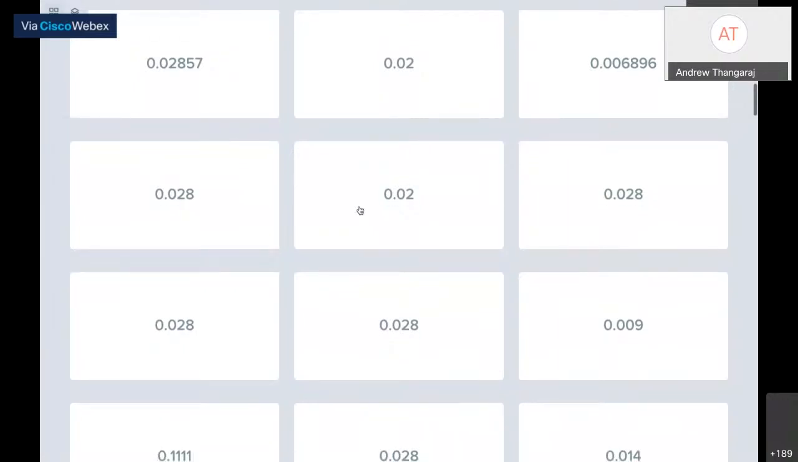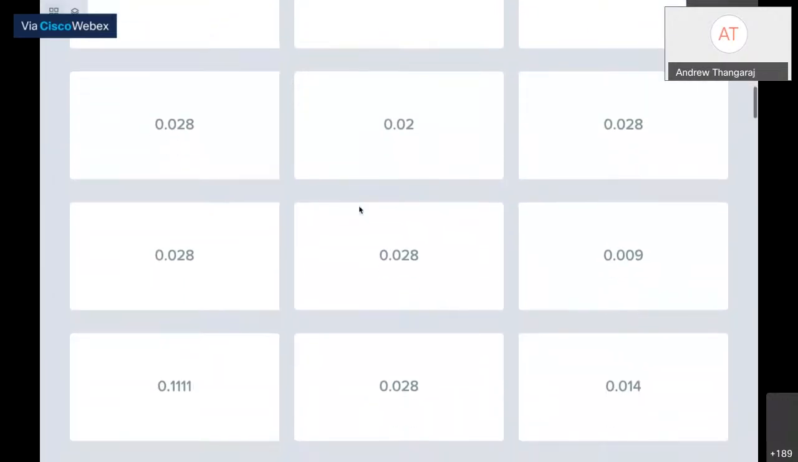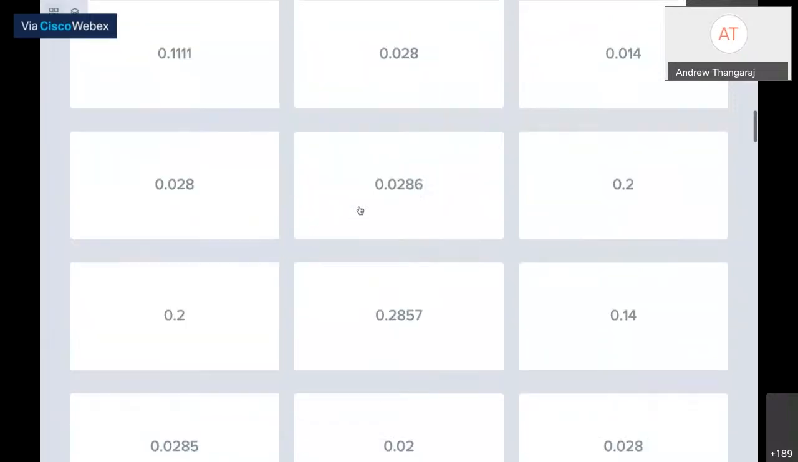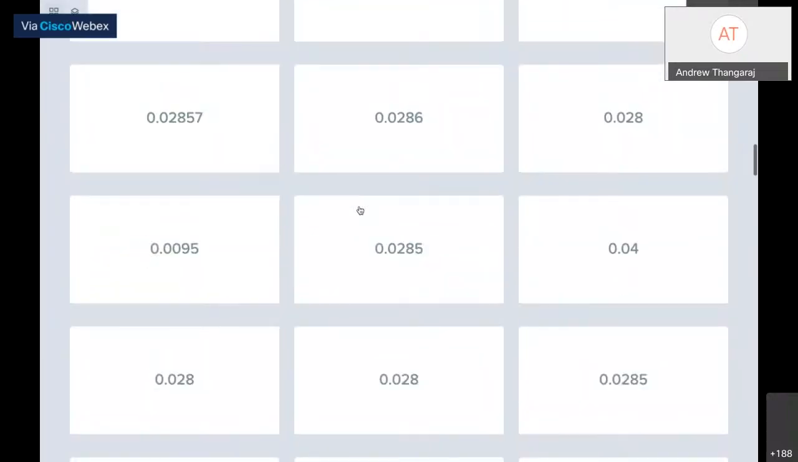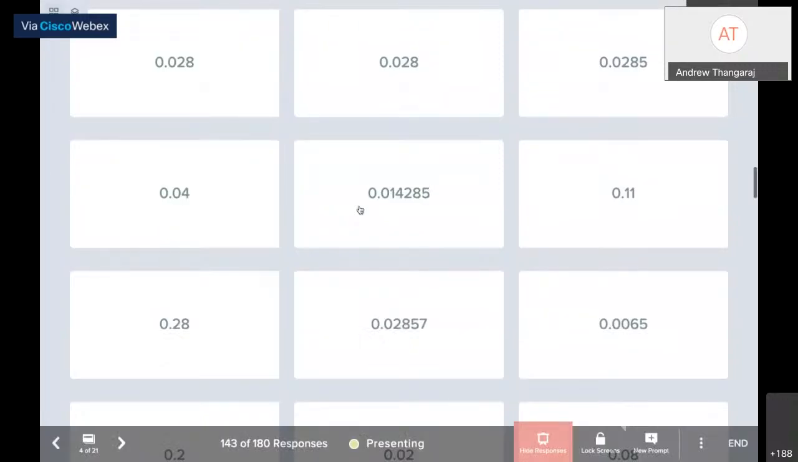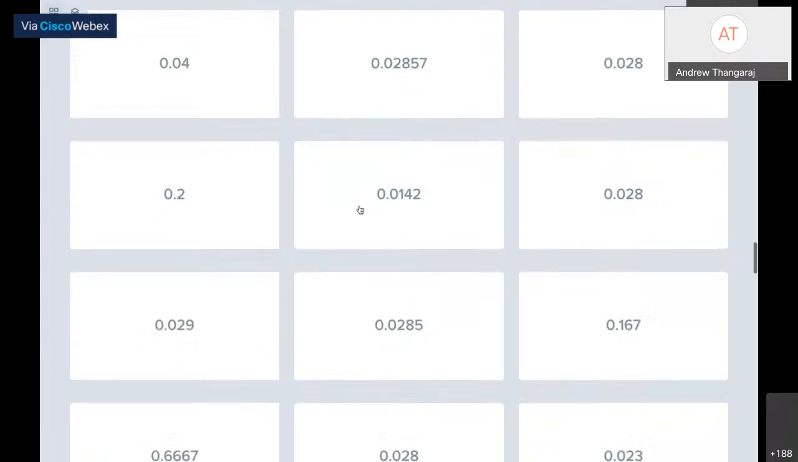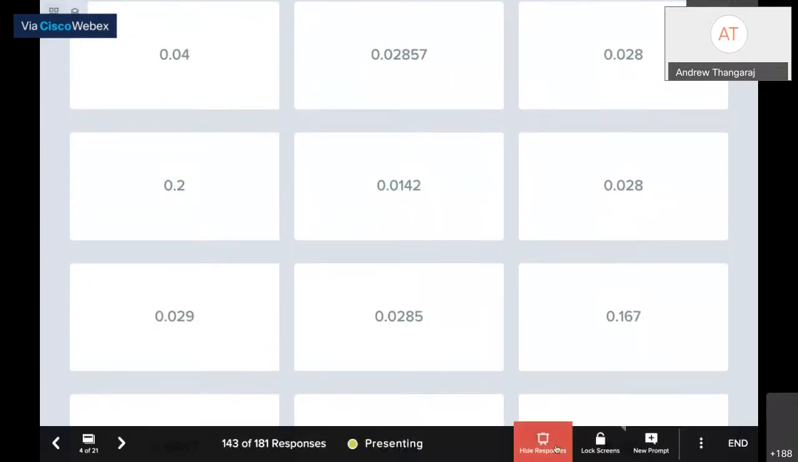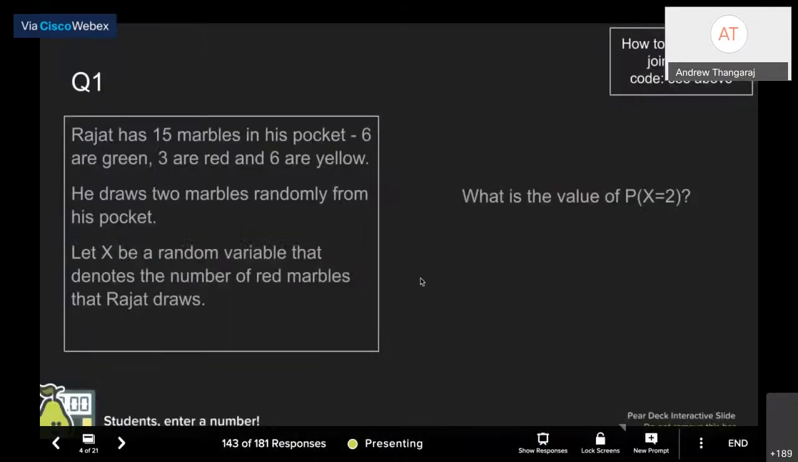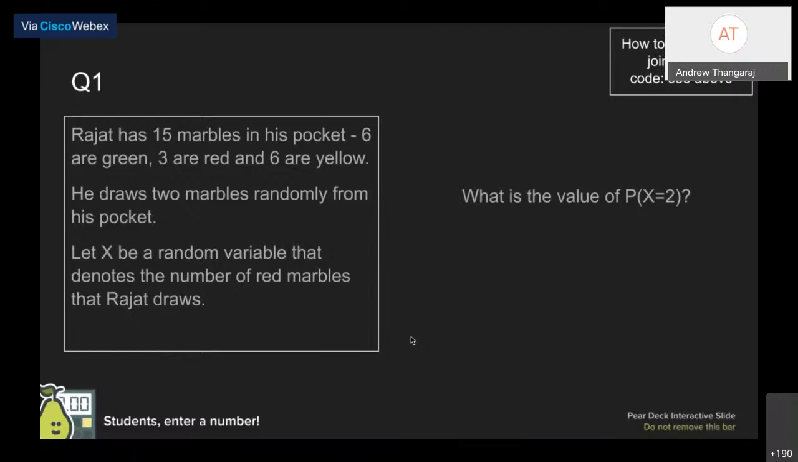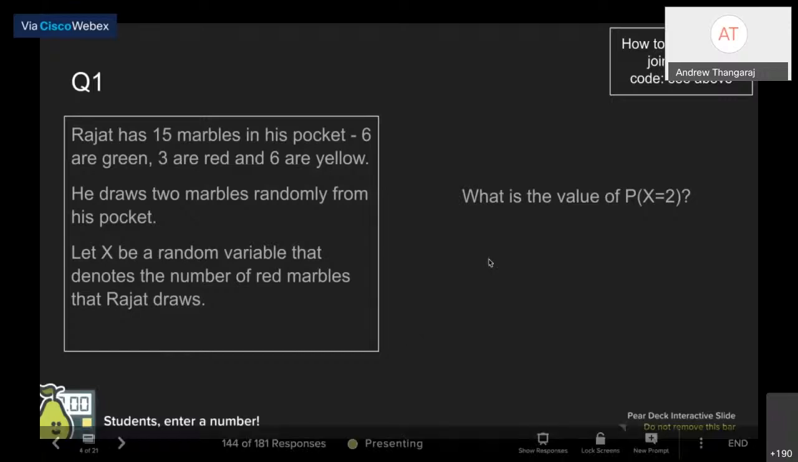There's also people who got slightly different answers: 0.111, 0.009, 0.2, 0.14. Okay, so let's go back and look at the question again, and then go towards the solution. So this is a very classic basic setting. I'm going to use this setting in the solution to describe to you what a random variable is and how to go about computing probabilities for it.